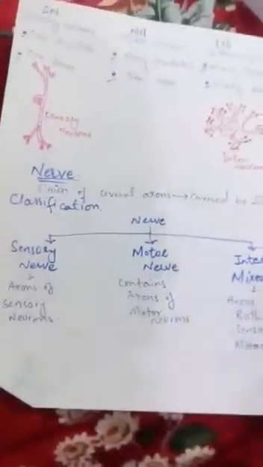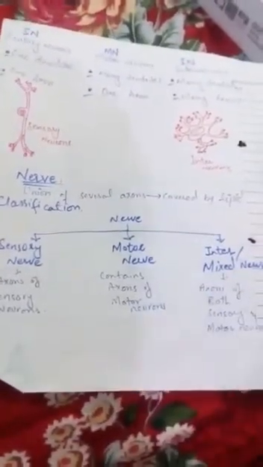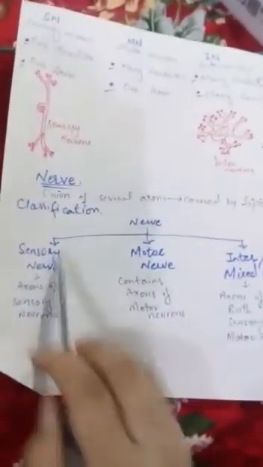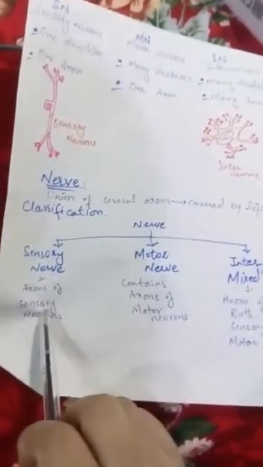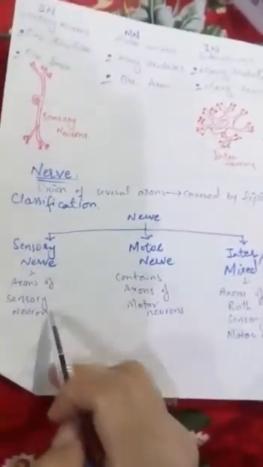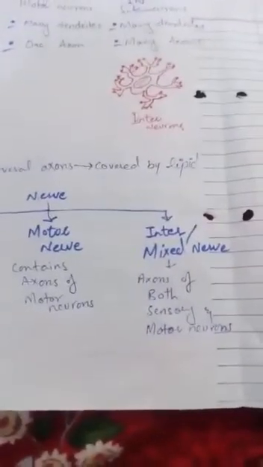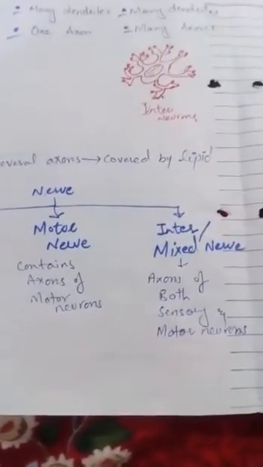Nerves are also classified into three forms: sensory nerves, motor nerves, and internerves. Internerves are also known as mixed nerves. Sensory nerves contain the sensory axons. Means sensory nerves contain the axons of sensory neurons. Motor nerves contain the axons of motor neurons. But internerves contain both sensory and motor neurons.